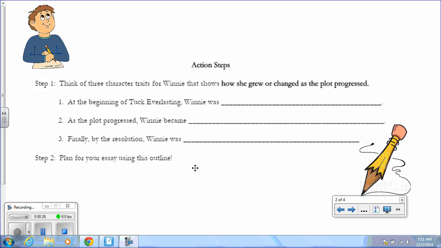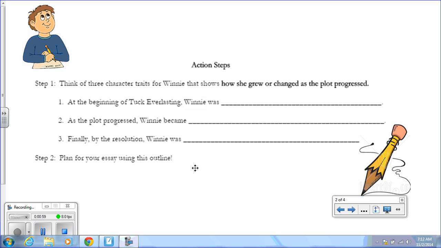So your action steps. Step 1, you're going to think of 3 character traits for Winnie that show how she grew or changed as the plot progressed. Remember, happy, sad, anxious, those might just show how Winnie was at that moment, but they're not describing her character. So at the beginning of Tuck Everlasting, what was Winnie like? Think back to when she lived with the Fosters, when she was inside the Touch Me Not cottage and the big fence that seemed to say, "Move along, we don't want you here."